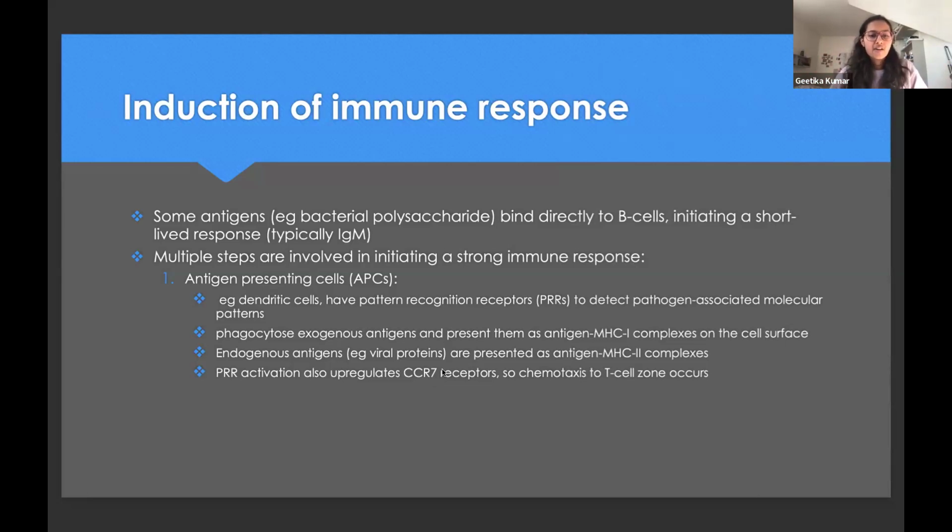Sorry, I think my slides got it the wrong way around actually, but basically for endogenous antigens, so antigens that are intracellular, they would be presented on MHC1, because you want to activate the CD8 cells, which are then going to be cytotoxic and kill the cell that has the intracellular pathogen. And then exogenous antigens are phagocytosed by the antigen presenting cells and then presented on MHC2. And so these activate the CD4 helper cells to mount the B cell response further down the line.